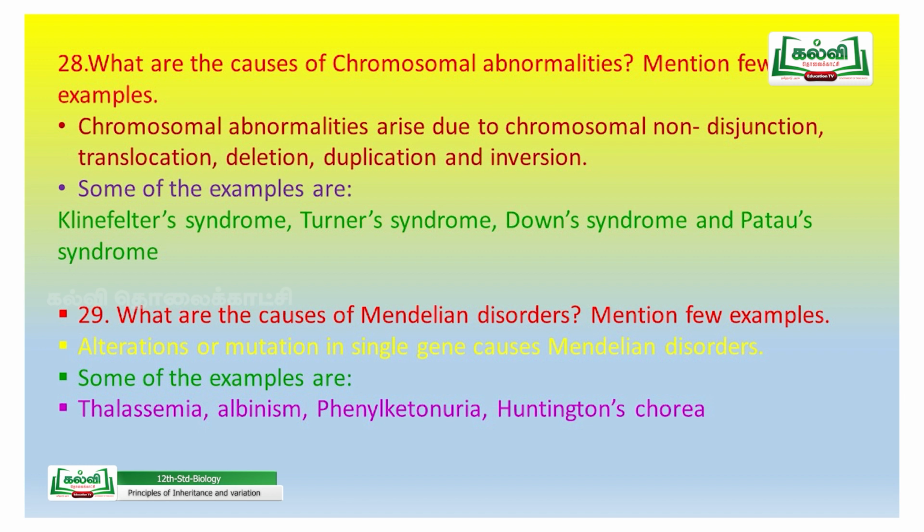Mention a few examples. Alterations or mutation in a single gene cause Mendelian disorders. If there is a change in a single gene, we call it a point mutation also. So, a point mutation or single gene alteration causes Mendelian disorders. Some examples are thalassemia, albinism, phenylketonuria and Huntington's chorea.